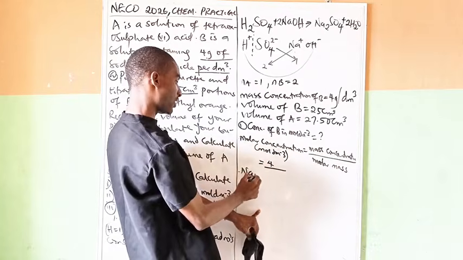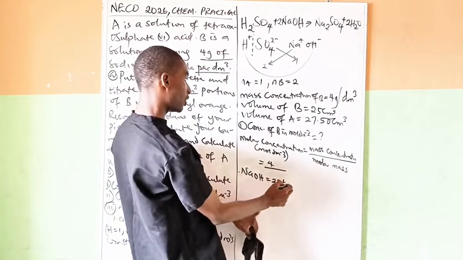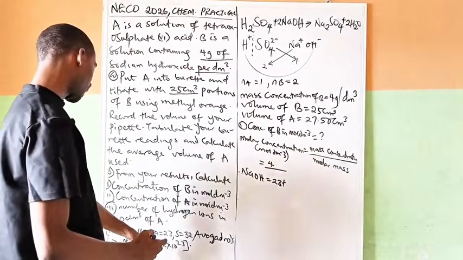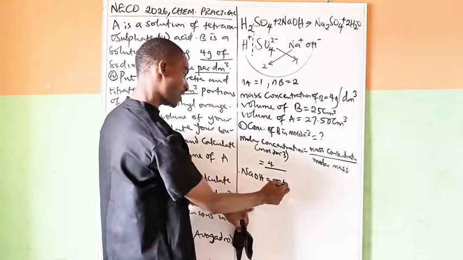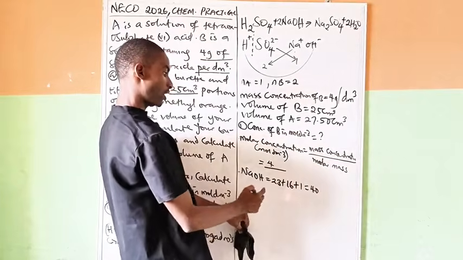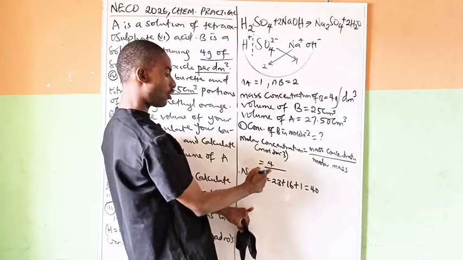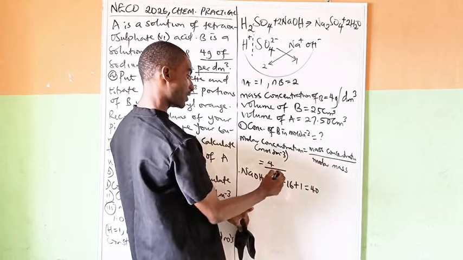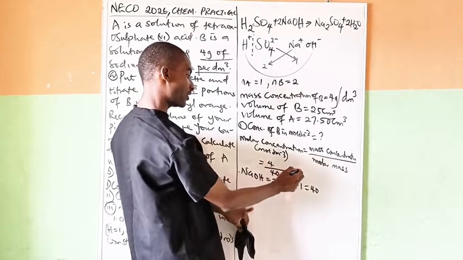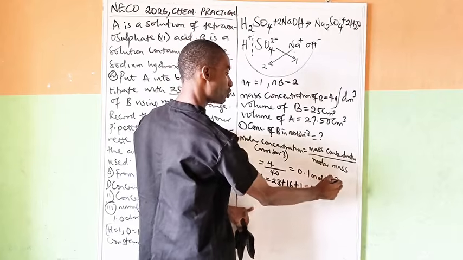So let's quickly calculate it. NaOH: sodium is 23, the molar mass of oxygen is 16, and hydrogen is 1. So 23 plus 16 plus 1 is going to be 40. So the molar concentration is 4 over 40, which is the molar mass. What's 4 divided by 40? It will be 0.1 mole per dm³.